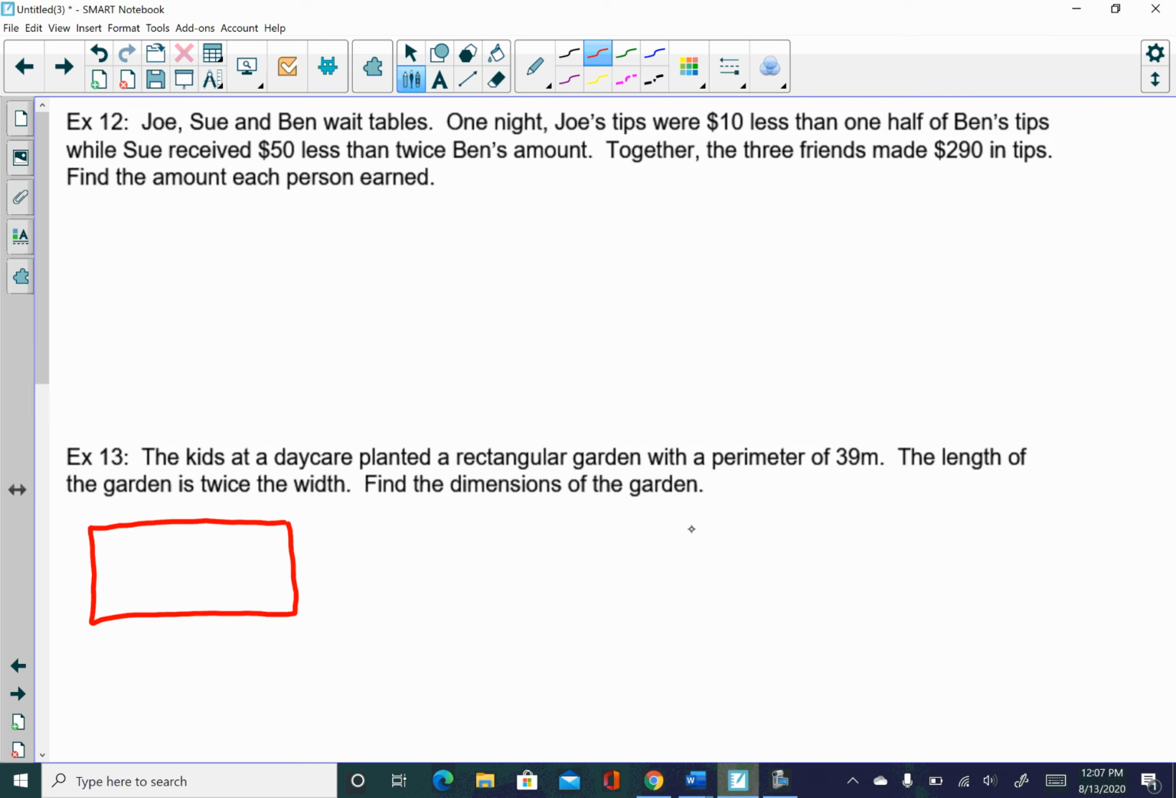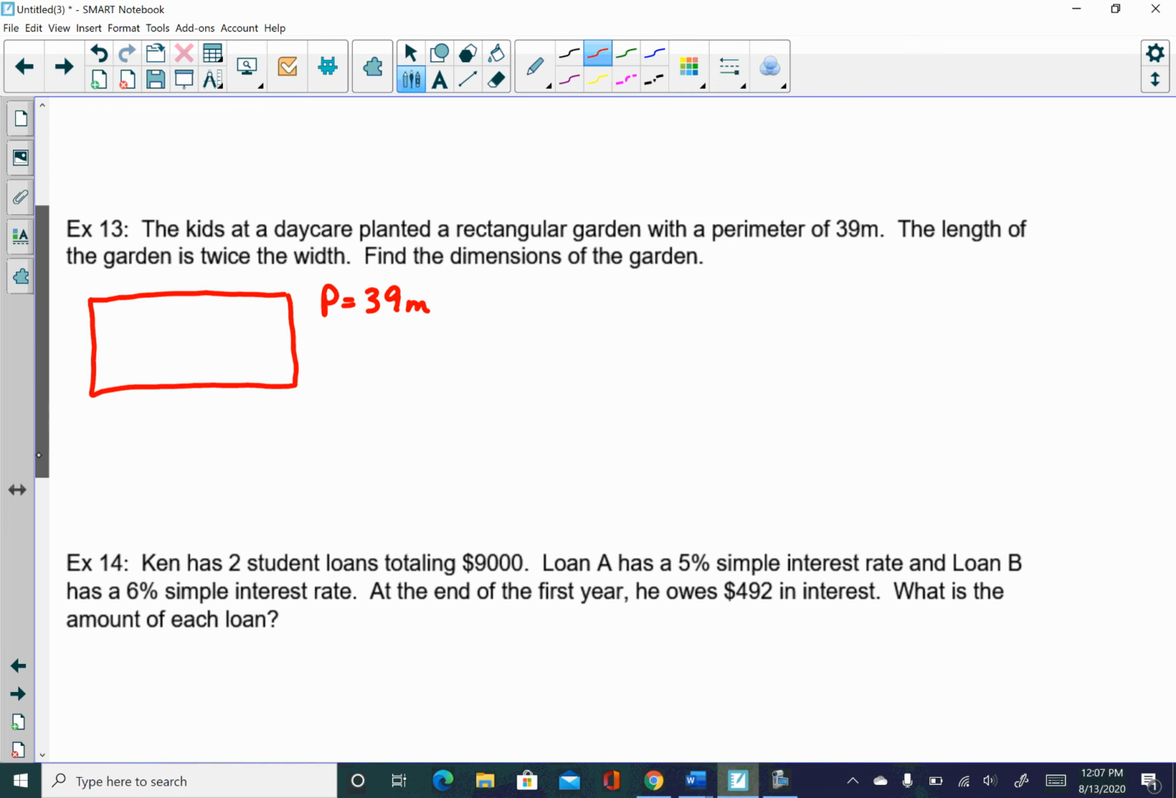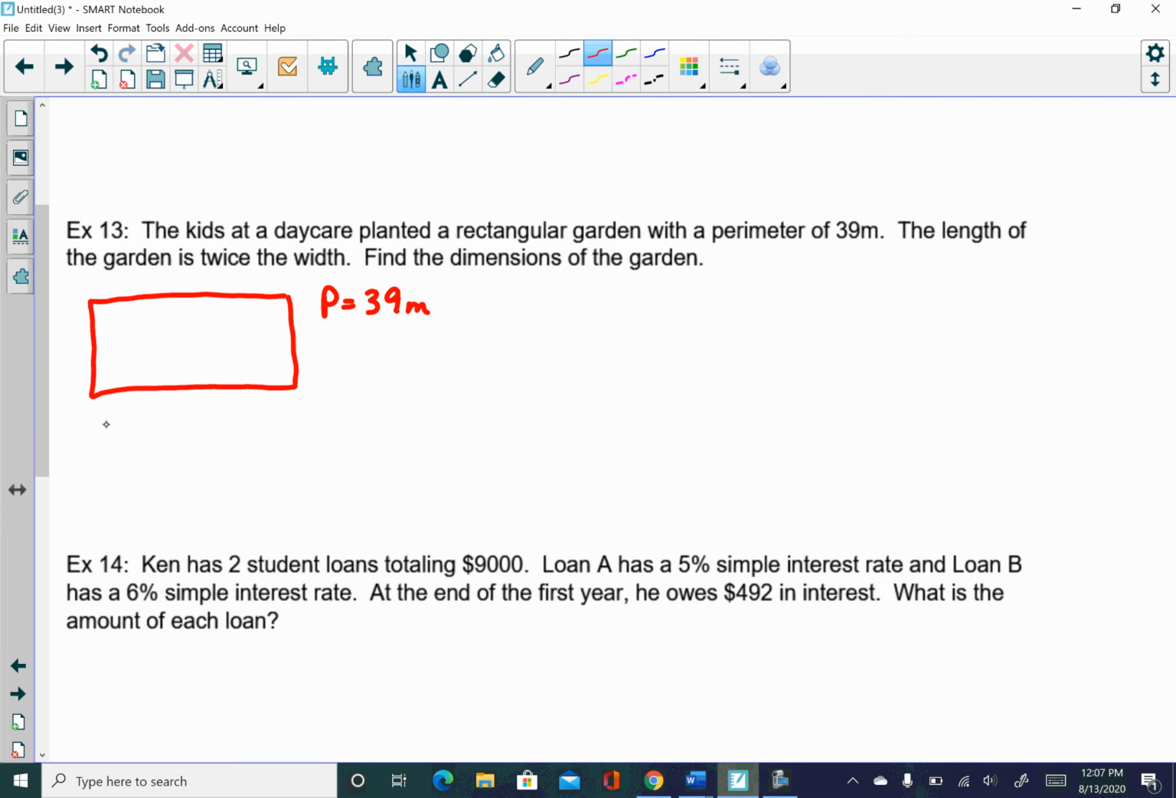Then they're giving us some information here. So I'm just going to write that. The P equals 39 meters. They're giving us some information here about the length and the width. They're saying that the length of the garden is twice the width. So here's my width. I'm going to let my width here be x because my length is being compared to my width, right? Whatever you compare to, that's your x. So the length of the garden is twice the width. So I'm going to let my width be x. The length is twice that, so 2x.